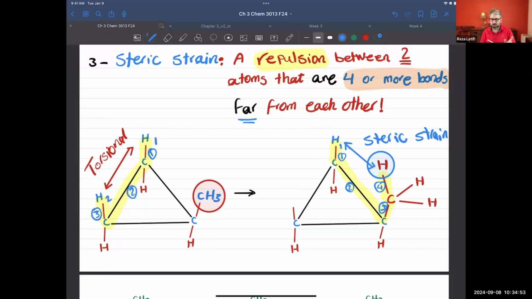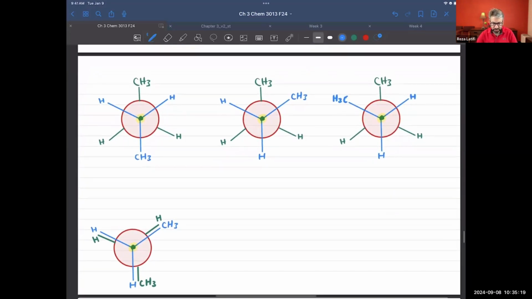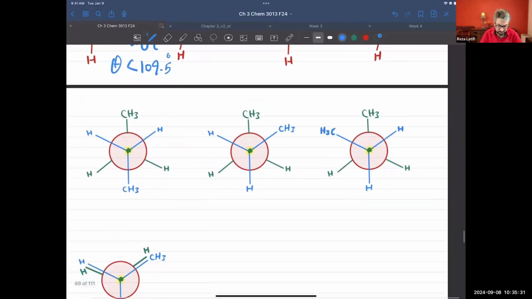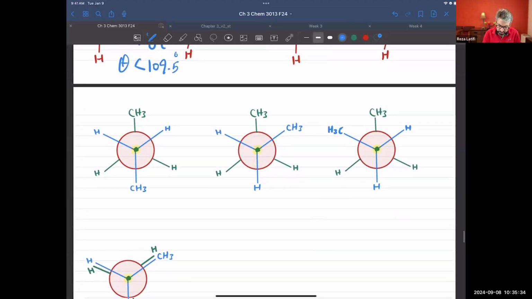When do I get the angle strain? Angle strain, theta. This time it's the bond angle. If the bond angle theta is less than 109.5 for a carbon with sp3 hybridization, you're going to have angle strain. Now, if you play with the theta again, what's the theta in this case? Dihedral. So we're talking about the dihedral angle. Don't mix it with the bond angle strain.